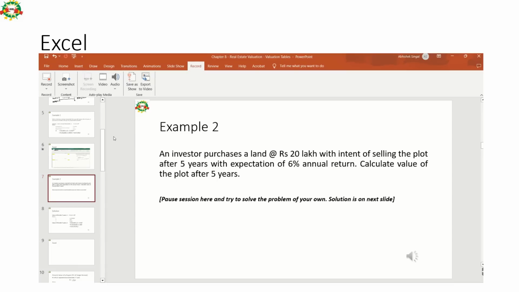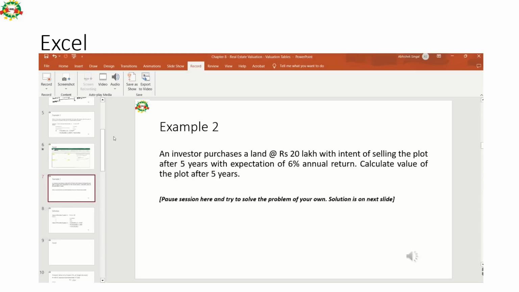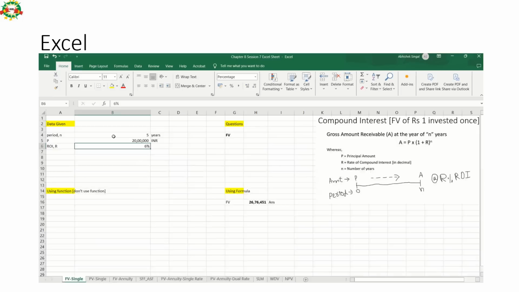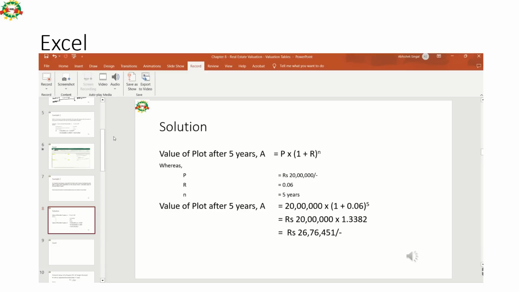And then ROI, the rate of interest, is 6%. And again, we have to calculate the future value of the property after 5 years. So the question asked is the future value. Now you see, the same formula we applied here has given a value of 26,76,451, which is now matching. Correct?